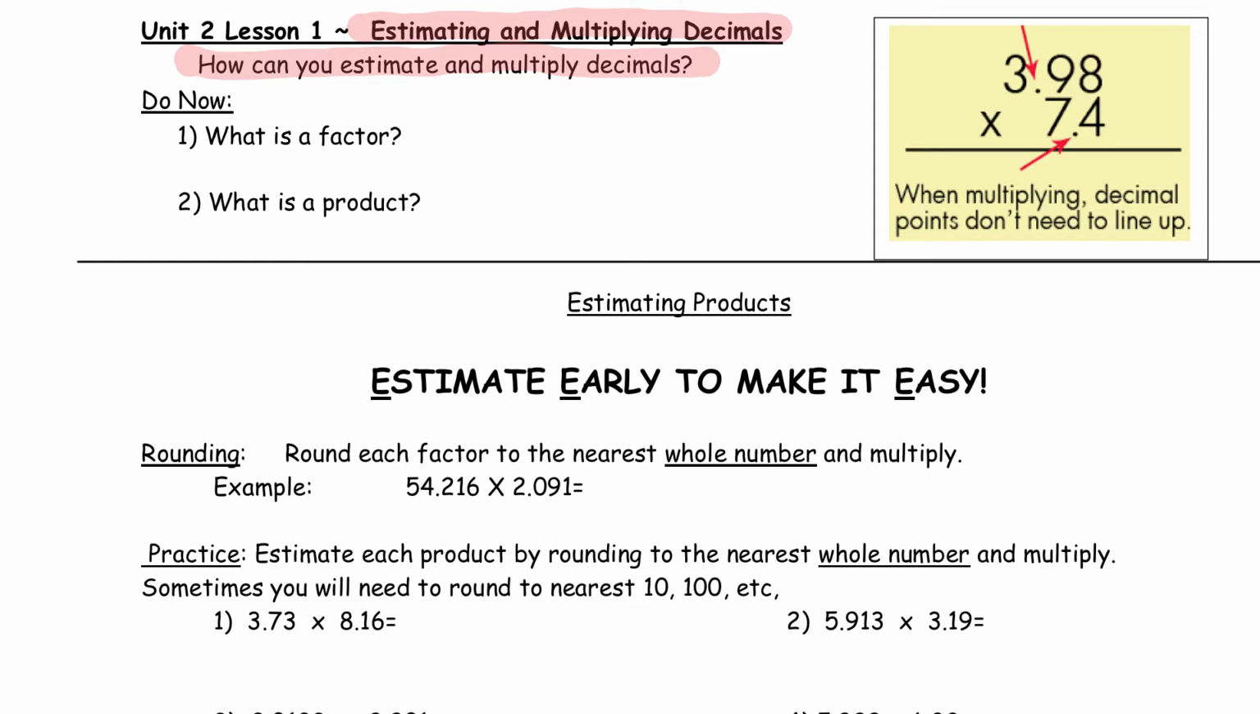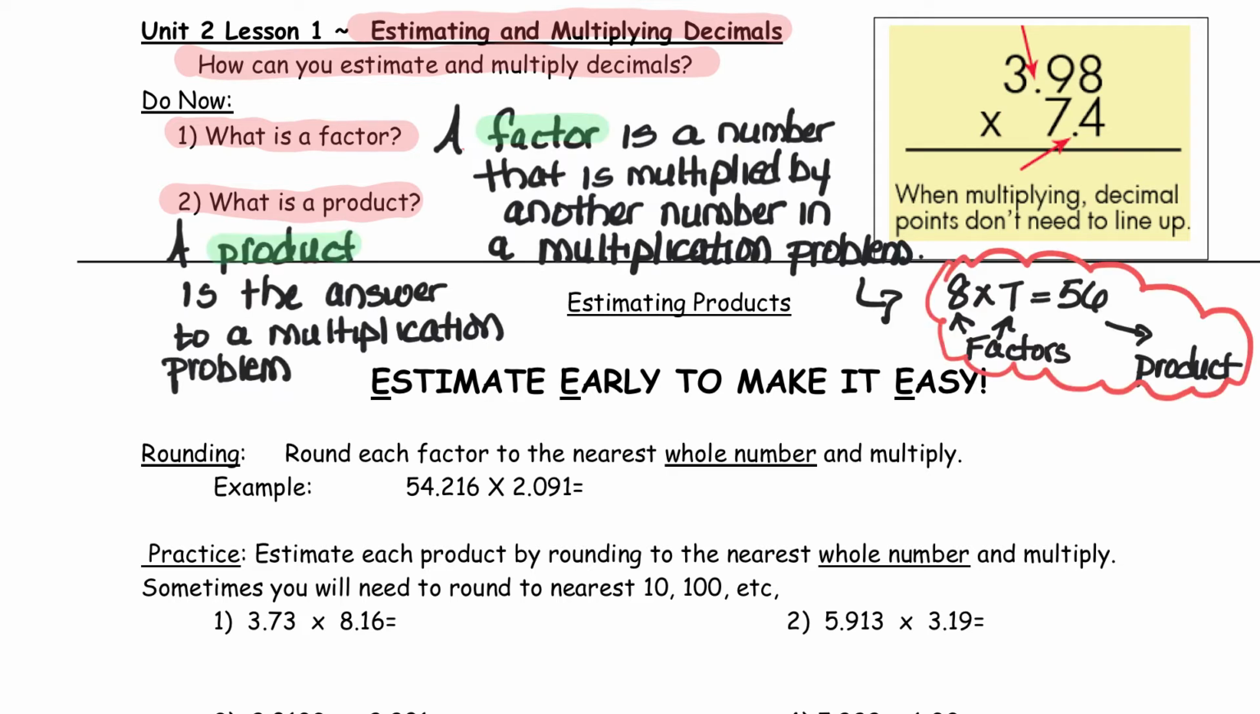So first, let's start with a quick review with your do now. First of all, number one, what is a factor and what is a product? Pause the video and try to answer those questions. As you can see, a factor is a number that is multiplied by another number in a multiplication problem. As you can see, the example 8 times 7 equals 56. You have the two factors, which would be the 8 times 7, and then the product, as you can see, is the answer to a multiplication problem, and that wraps up the do now.